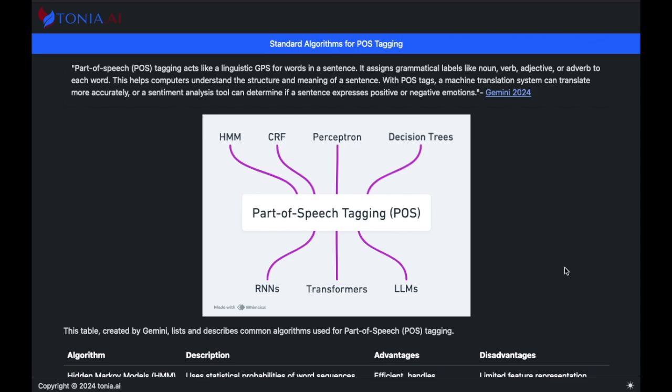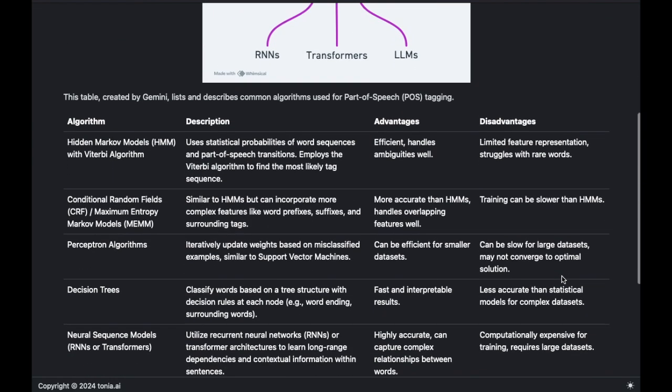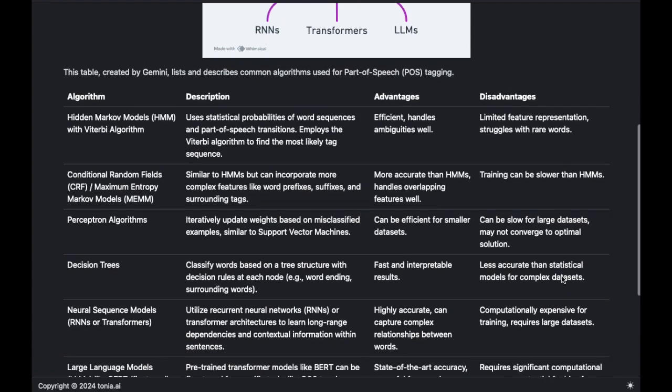The part-of-speech tagging algorithms that we'll look at include HMM, CRF, perceptron, decision trees, RNNs and transformers, and LLMs. This table, created by Gemini, lists and describes some common algorithms used for part-of-speech tagging.